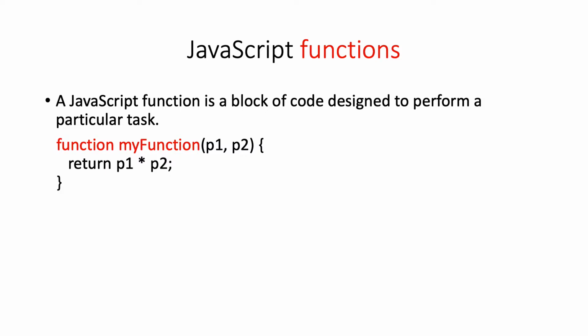The syntax for writing a function is: the function keyword, a function name, which can be any, parameters, for example, and a block of code which will be executed inside the function.